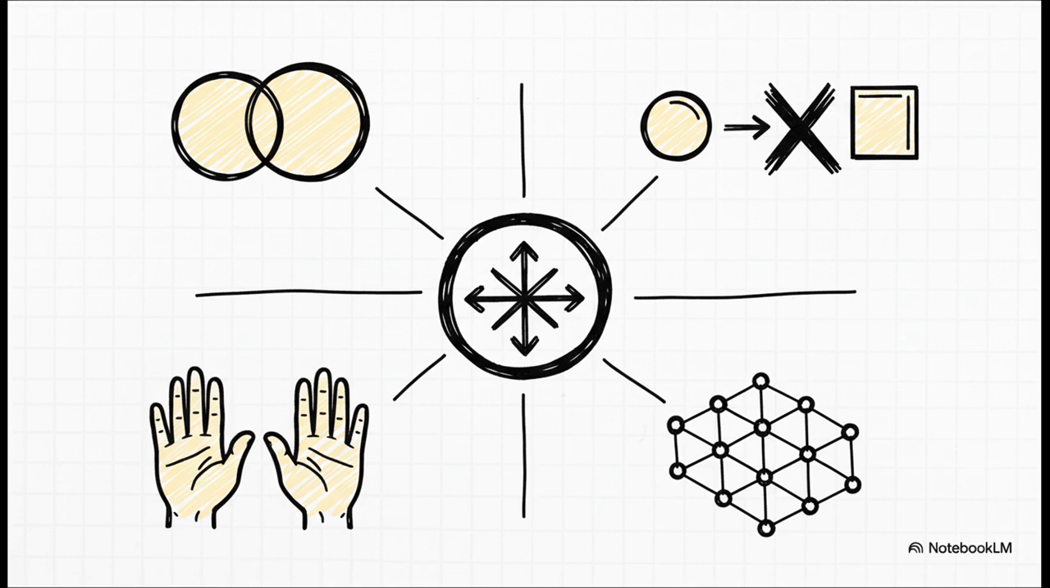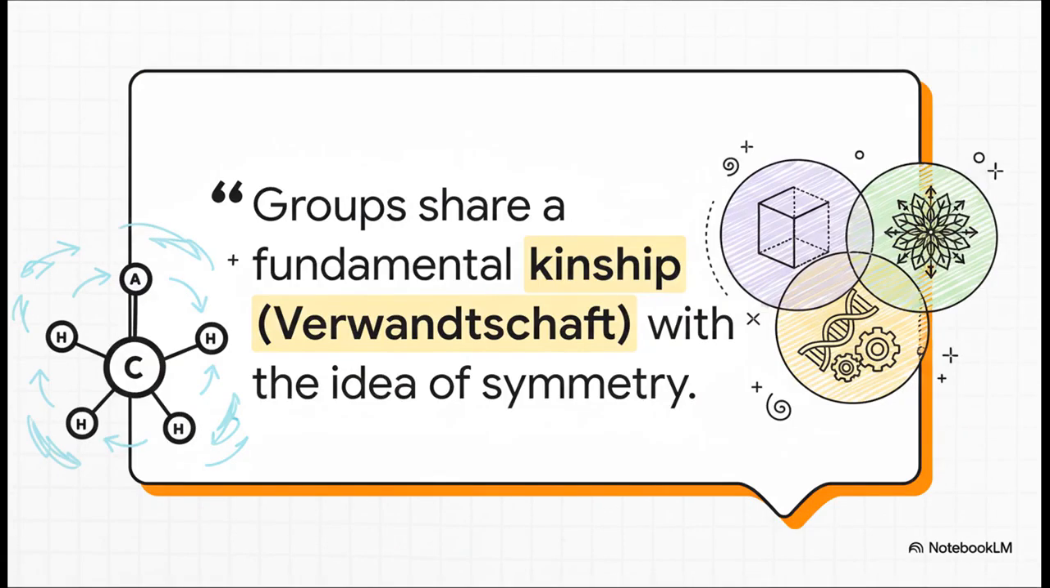It's everywhere. There's this quote that just hits the nail on the head. It says that groups share a fundamental kinship with the idea of symmetry. And that's the perfect word for it. The mathematical structure of a group and the physical reality of symmetry, they aren't just related, they're family. They are two sides of the same coin, one abstract, one physical, that together give us this unbelievably powerful framework for describing our world.